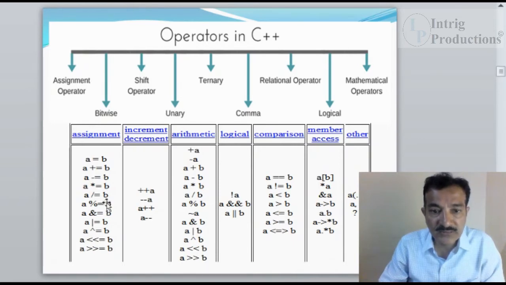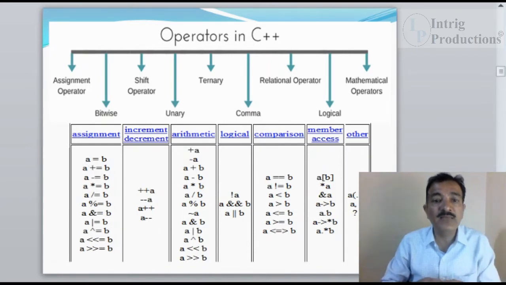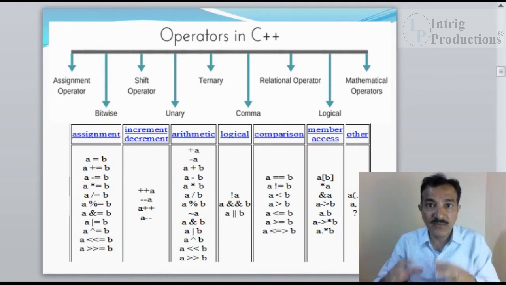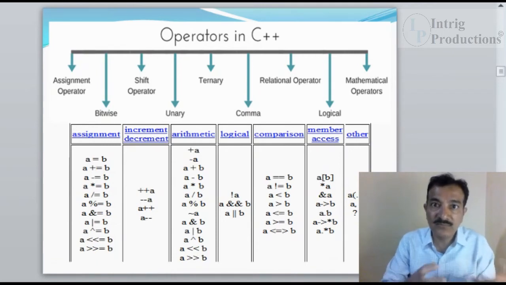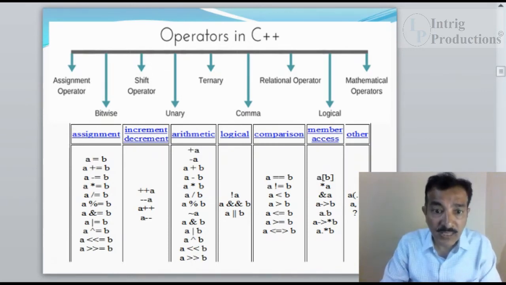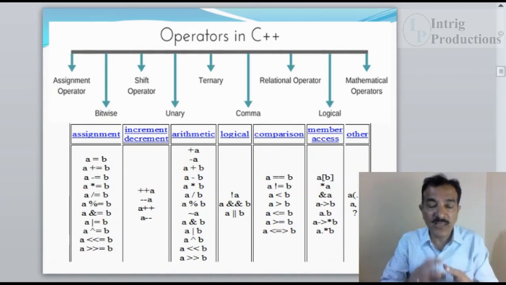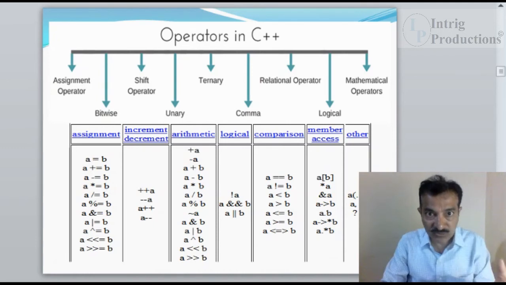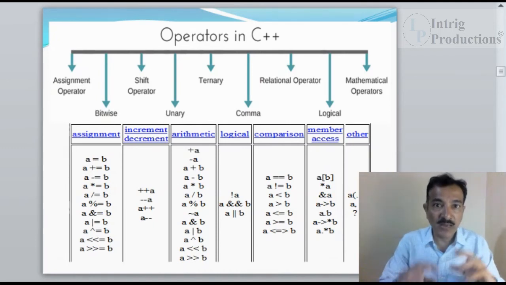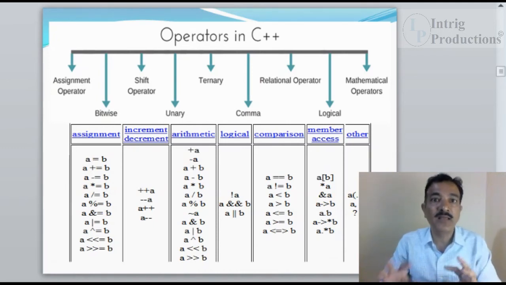Now you can see here what is the assignment operator. This assignment operator is where a is equal to b, so the value of b is going to be the value of a, or a is equal to 2, so a value becomes 2. You are assigning 2 to a. a plus equal to b means you are adding the value of a and b. So if a is 2 and b is 2, a plus equal to b means a is going to become 4.